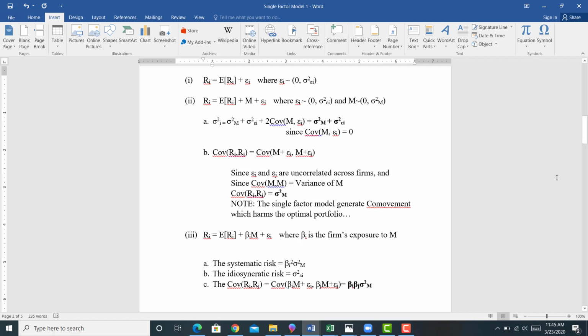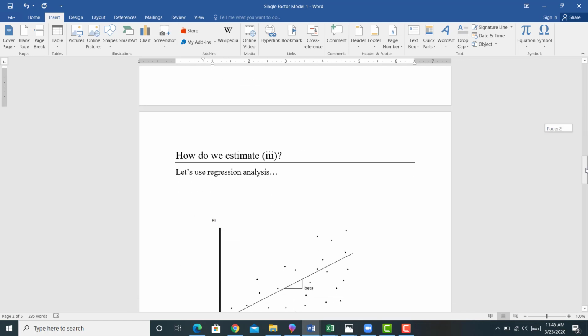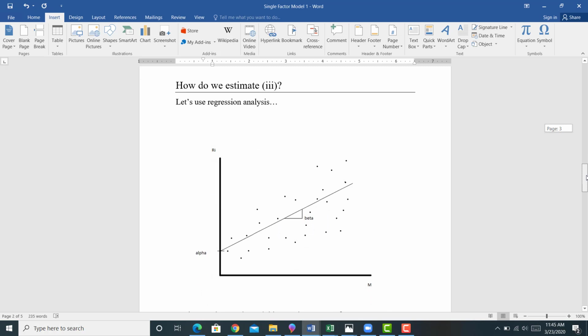Okay, so these are important things to understand. All we're doing is we're putting in a systematic risk event. In the next video, we're going to talk about how we go about estimating this risk factor. So come back and watch this next one.